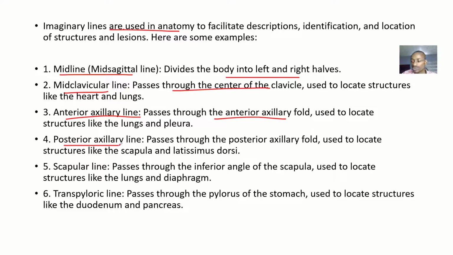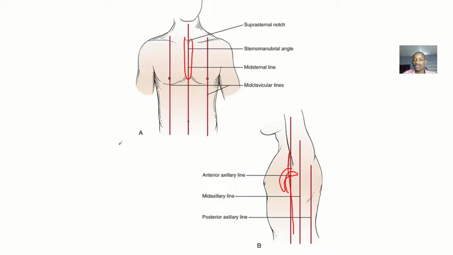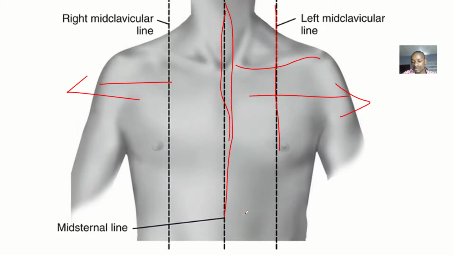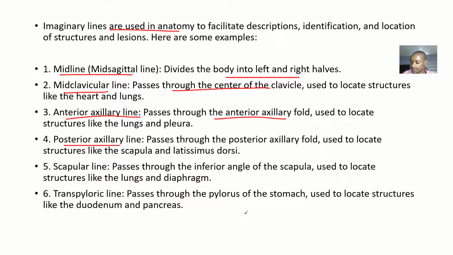Then for the posterior axillary line, it is here. The posterior axillary line is the one at the back, right? It passes through the posterior axillary fold, and it's used to locate structures like the scapula and latissimus dorsi muscle. Then we have the scapular lines.